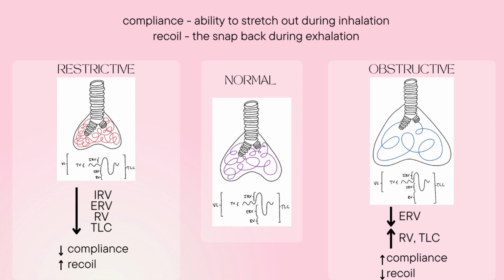For obstructive, that high compliance leads to an increased total lung capacity. Expiratory reserve volume is reduced due to that decreased recoil, so it's not going to have that good or normal snapback, and you're not going to be able to get out all that air. So expiratory reserve volume is going to be decreased, which also leads to an increased residual volume, because you're not able to get it all out, so you leave more in the lungs. As a reminder, this is why they eventually get that barrel chest, because there is so much volume that's staying inside their lungs.